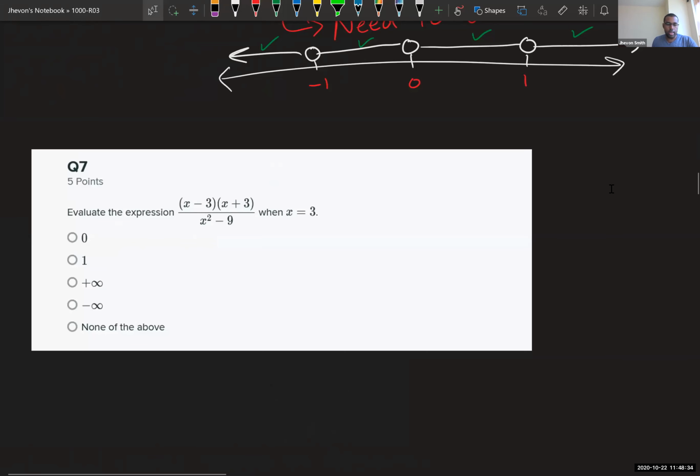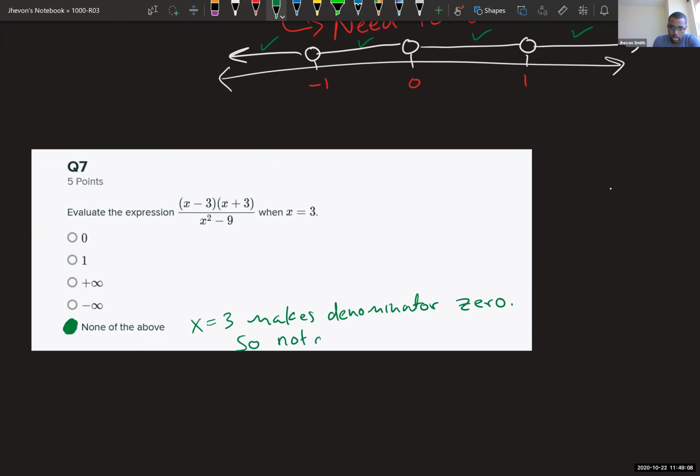Okay, evaluate the expression (x minus 3)(x plus 3) divided by x squared minus 9 when x equals 3. Notice that when I plug in x equals 3, the denominator is 0, so it's undefined. None of the above. x equals 3 makes the denominator 0. So not allowed.